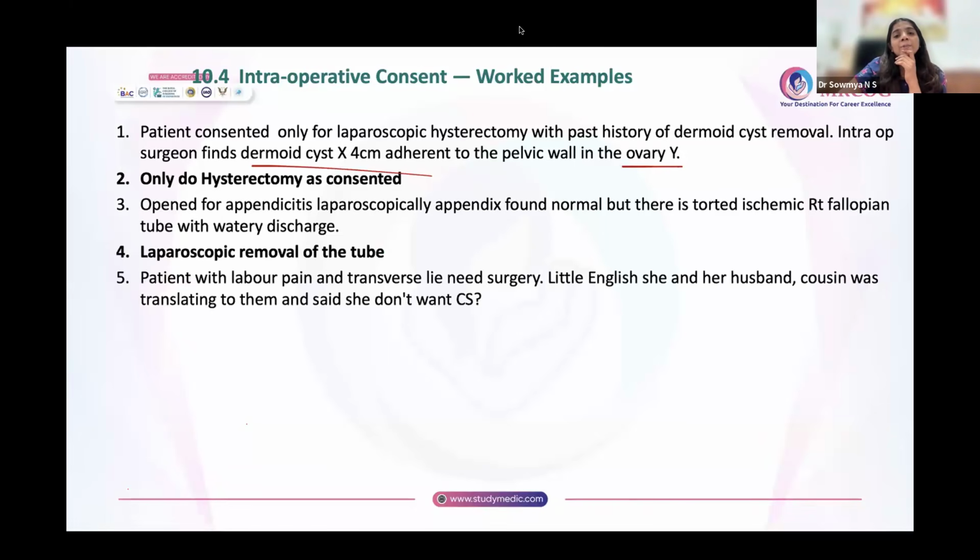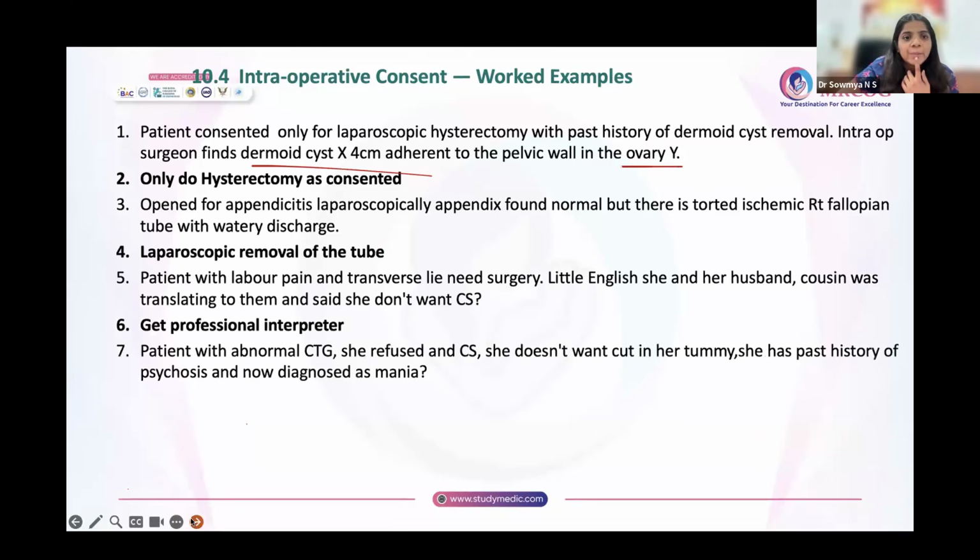Patient with labor pain and transverse lie needs surgery. She has little English, and her cousin was translating to them and said she doesn't want CS. That means the patient's cousin is translating and he is telling that she doesn't want CS. So please get a professional interpreter. Don't believe in the relatives.